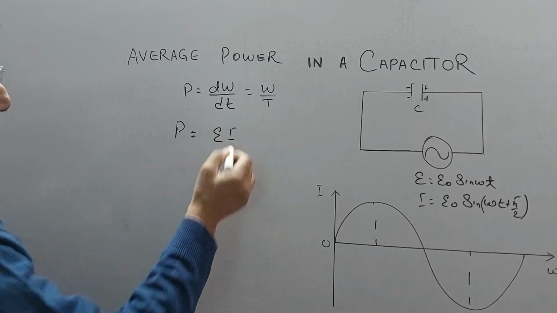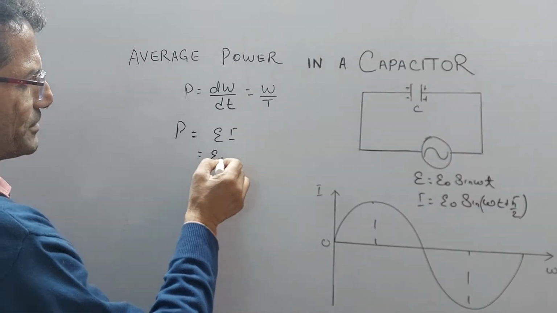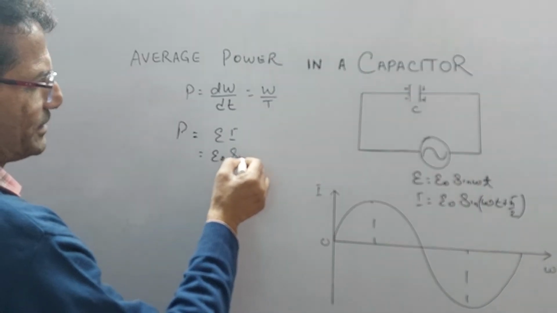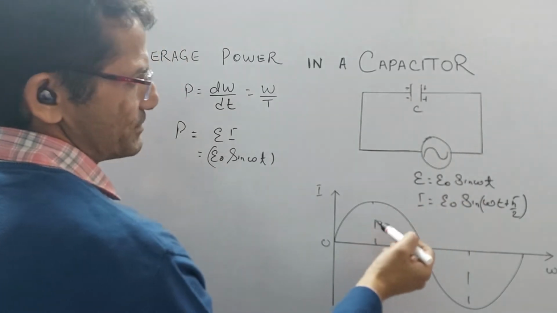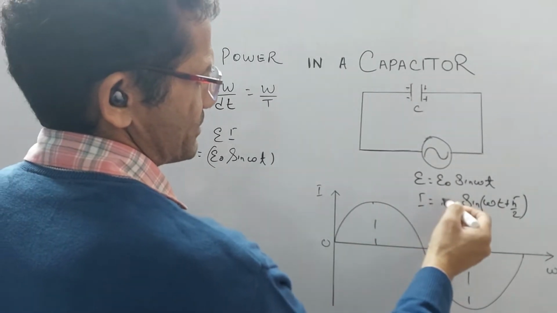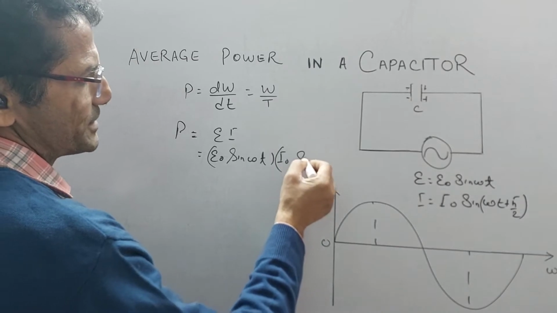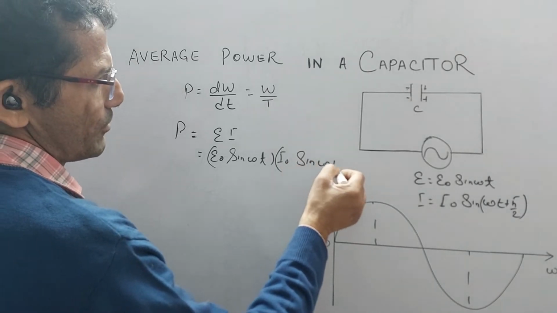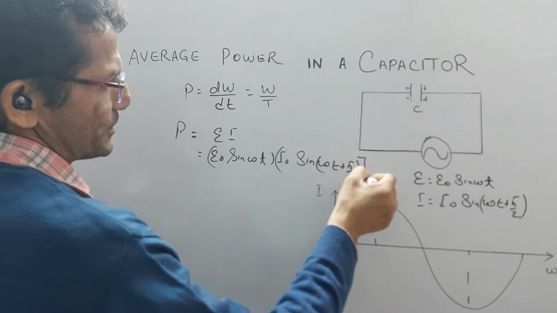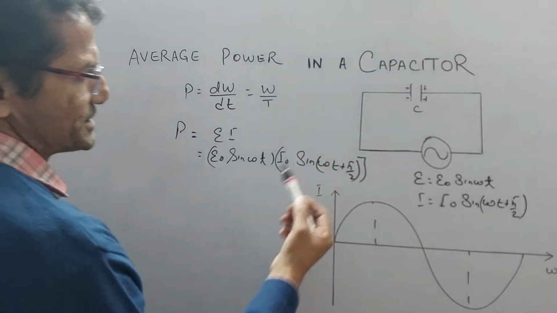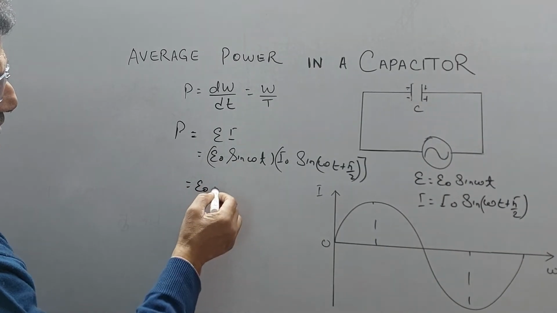The power has the formula voltage into current. Our voltage has the value E naught sin omega t. Now put in the value, E naught sin omega t, and multiply it with the current amplitude. Our current will be I naught sin(omega t plus pi by 2). We know that sin(90 plus theta) will be cos theta.